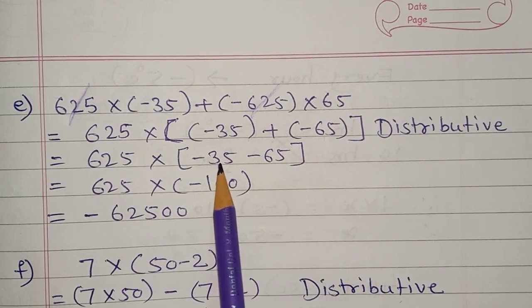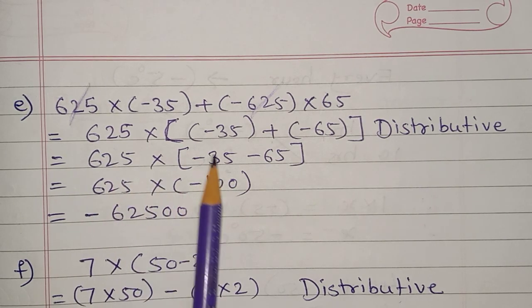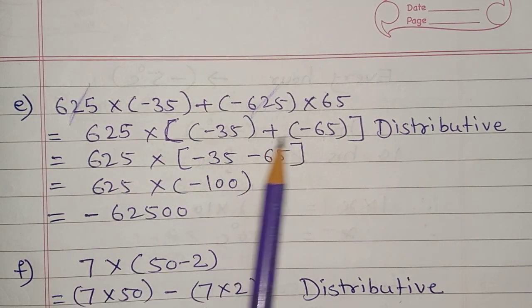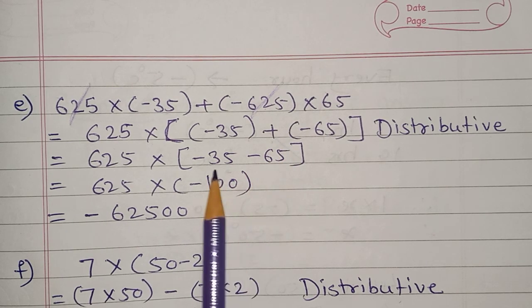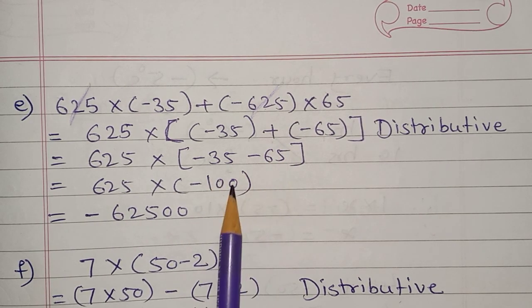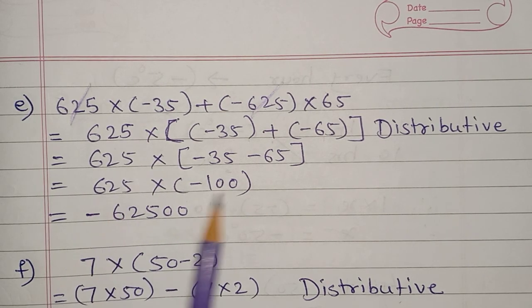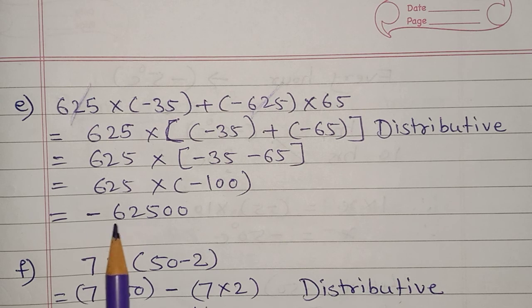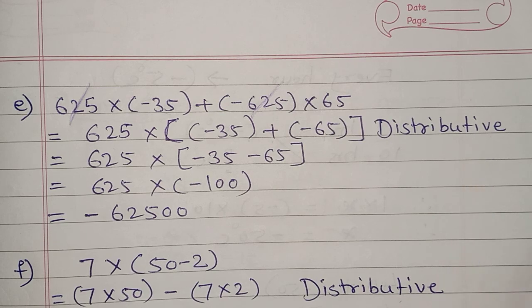After solving the bracket, I get the answer minus 100. See here, minus 35: minus into plus into minus gives the answer minus. So it is minus 65. Both numbers are negative, so I have to add them. So the answer is minus 100. Now we can easily multiply these. So my final answer is negative 62,500. Here I have used the distributive property.